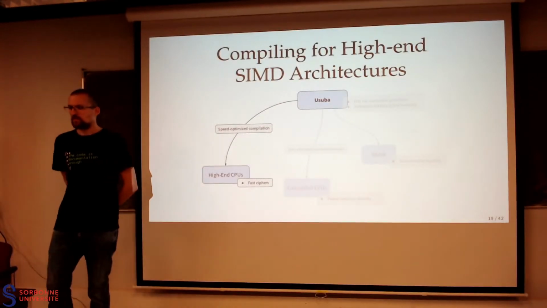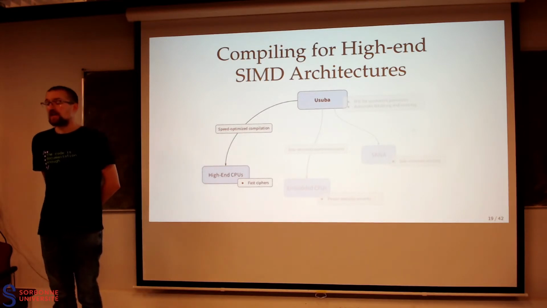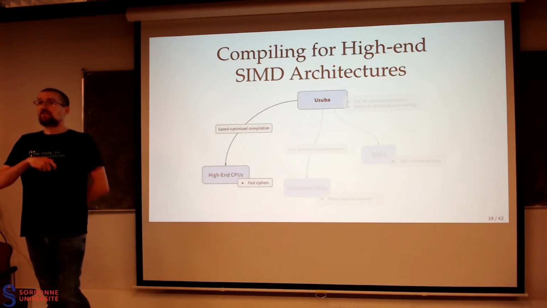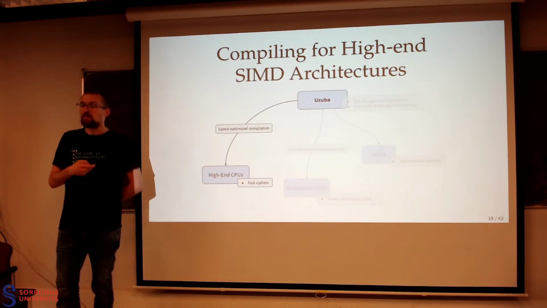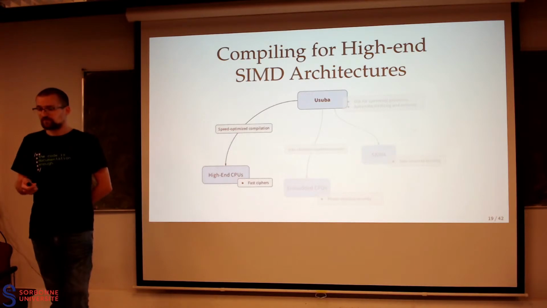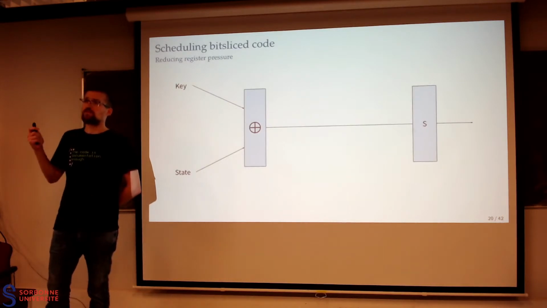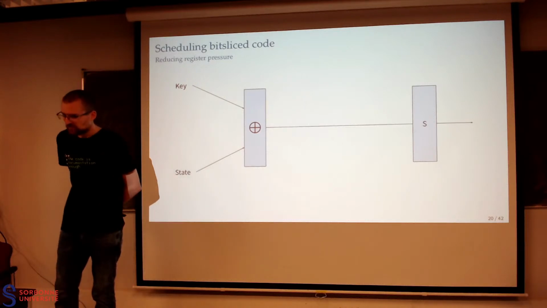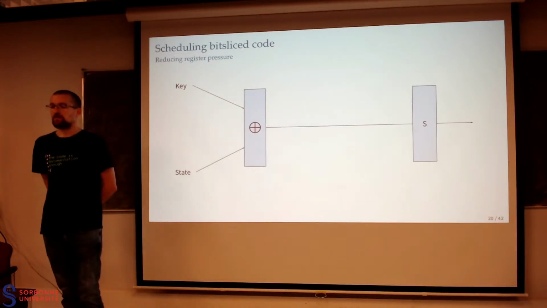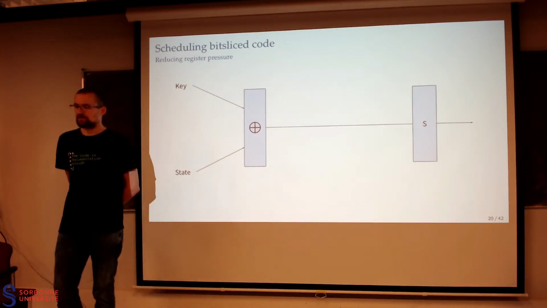So first, we want to generate code for Intel architectures with SIMD extensions, and we want to generate code that is going to encrypt a lot of data. So we consider that there are many inputs that we can process, so we can fully utilize the SIMD registers, for instance. And to do so, I'm going to present 3 optimizations that we do to generate efficient code. So the first optimization is a scheduling algorithm for bitsliced code, which aims at reducing register pressure.